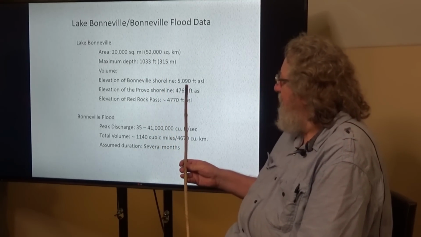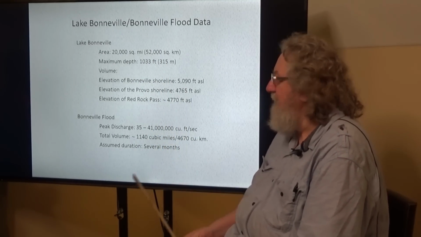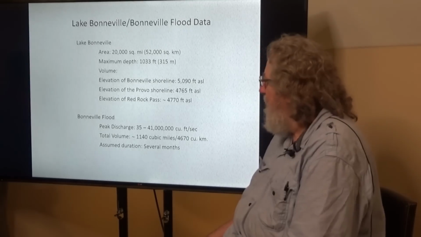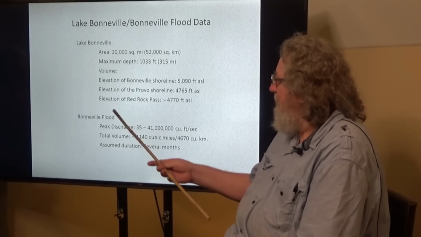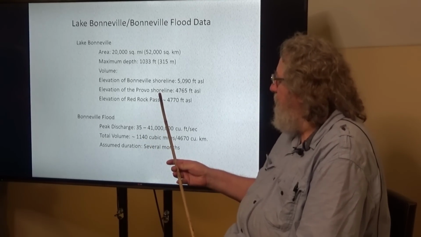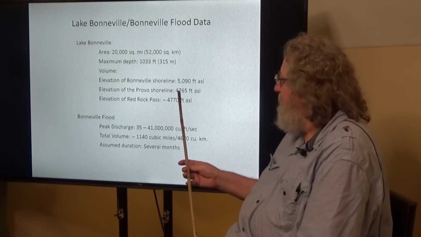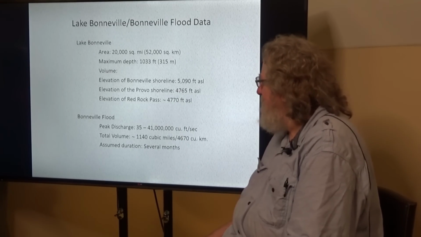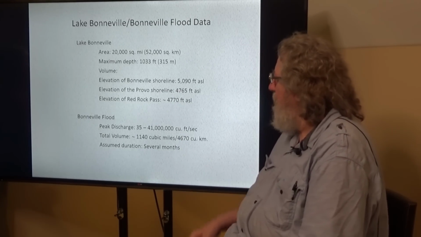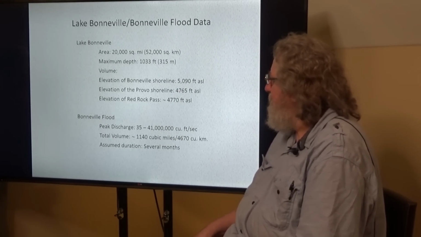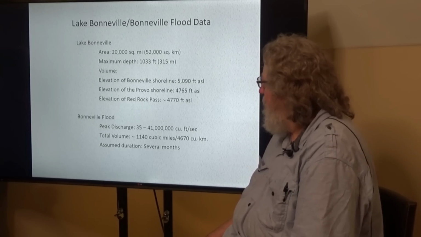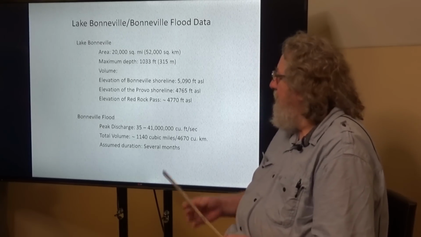The highest elevation of the Bonneville shoreline was 5,090 feet above sea level. The elevation of what is called the Provo shoreline was 4,765, somewhat less, about 325 feet less.